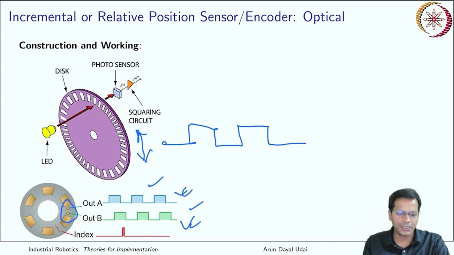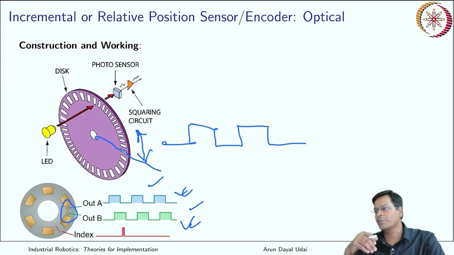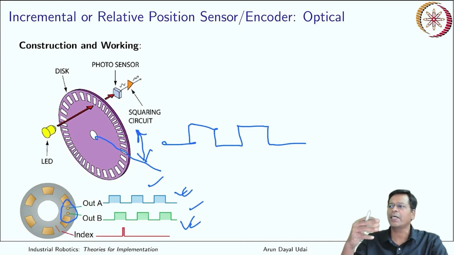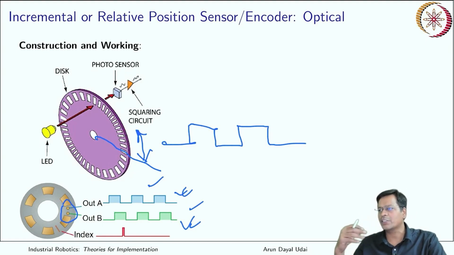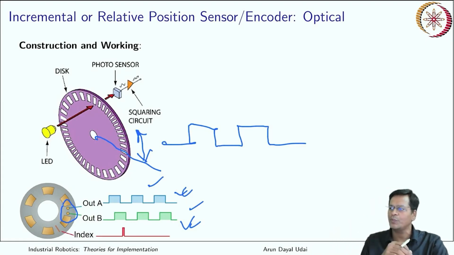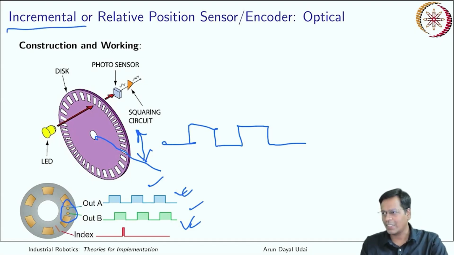If I ask how much it has turned from a reference line, you cannot say, because you might have already rotated and then switched on your circuit. So it just measures the number of counts of slots from the point where it has started counting. So it is a relative position. You keep on adding if it moves clockwise, and you keep on subtracting if it moves counterclockwise. Got it? So that is how it can measure. But yes, it is a relative sensor. That is the reason it is known as an incremental sensor.